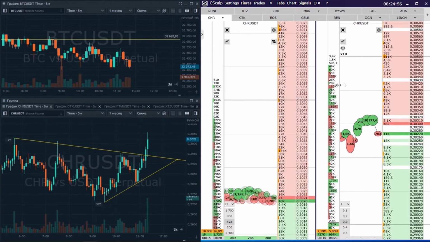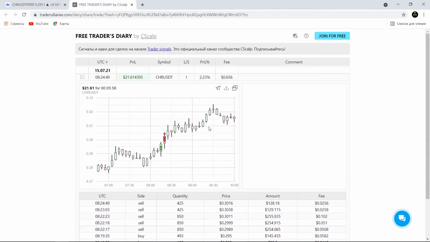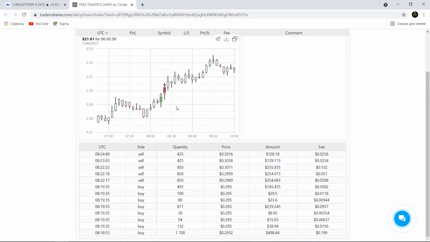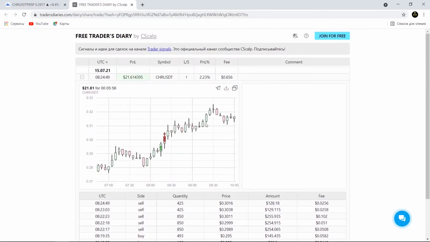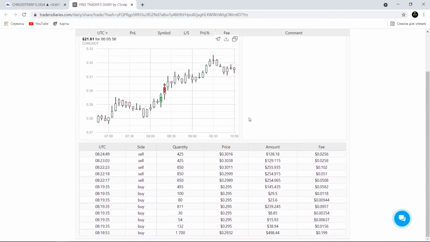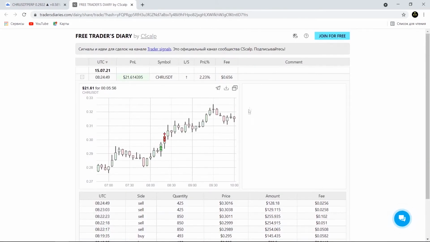Let's summarize the trade. Let's look at our results in the trading diary. We earned $22, almost 2.2% of the movement. This is the diary from the C-Scalp team, a very useful application. Links will be in the description.